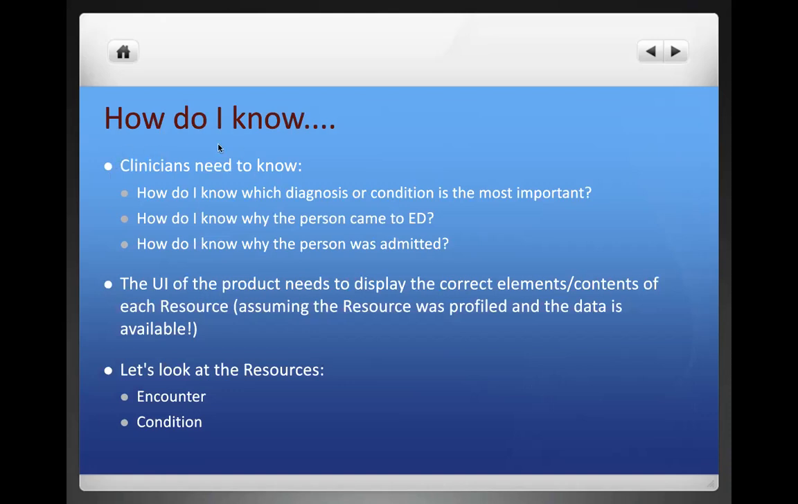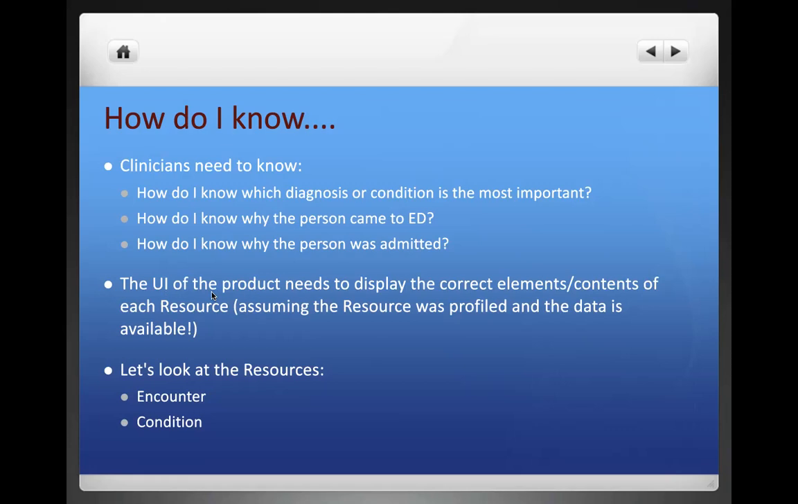All right, finally, how do I know? Some of the questions were, how do I know which diagnosis or condition is the most important? How do I know why the person came into the ED? How do I know why the person was admitted? You're probably going to already figure out that we're going to go back to resources and take a look at some of the FHIR resources to answer these questions.